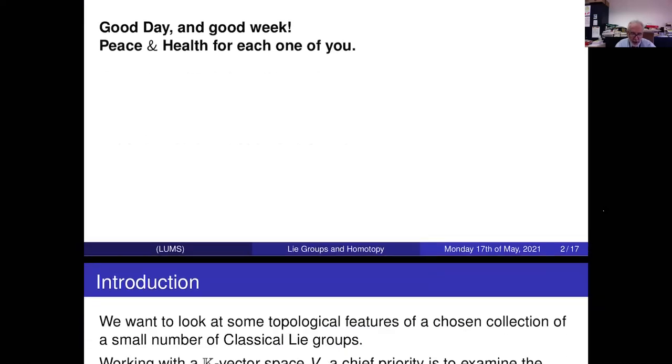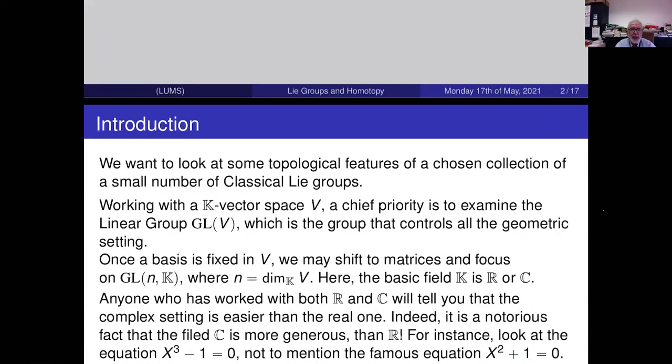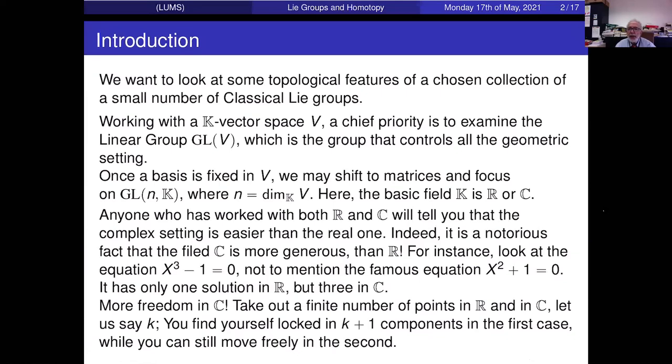So let me begin with an introduction. We are going to look at some topological features of a chosen collection of a small number of classical Lie groups. I will say in a moment what a Lie group is, and what a classical Lie group is. Working with a vector space V over a field K, a chief priority is to examine the linear group GL of V, which is the group that controls all the geometric setting.